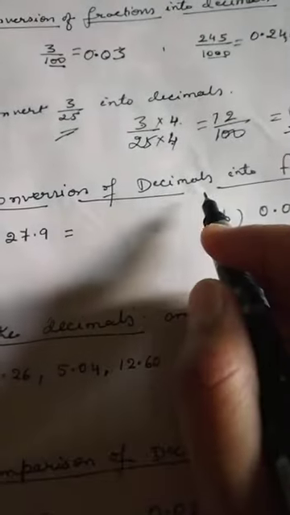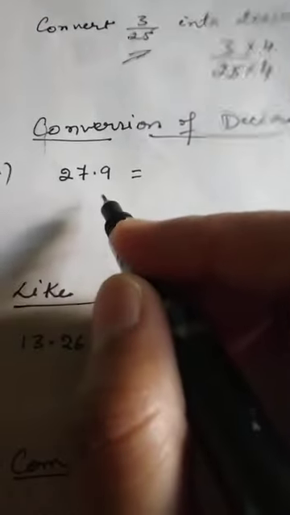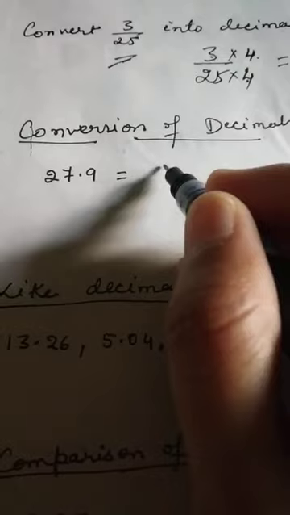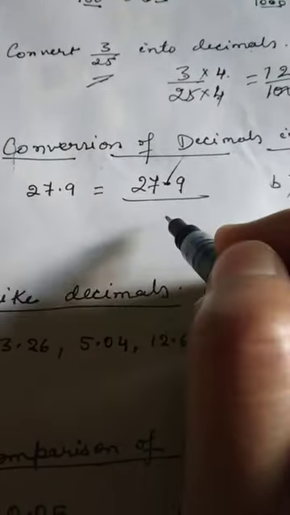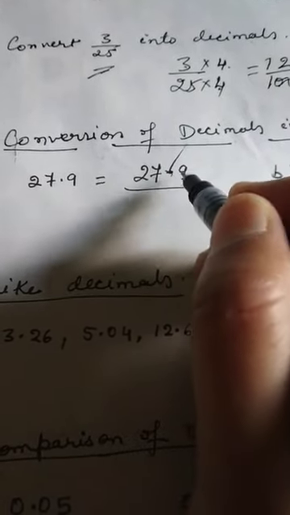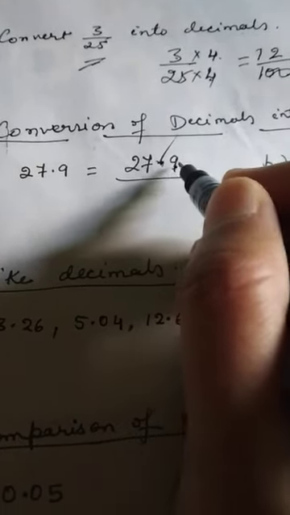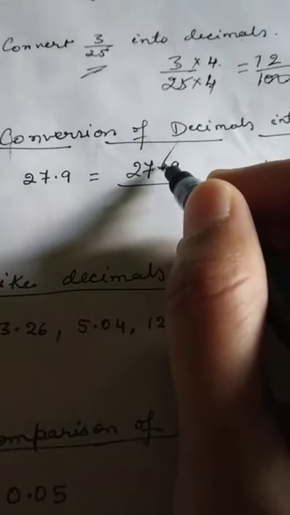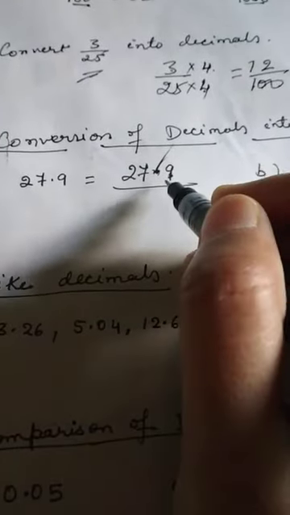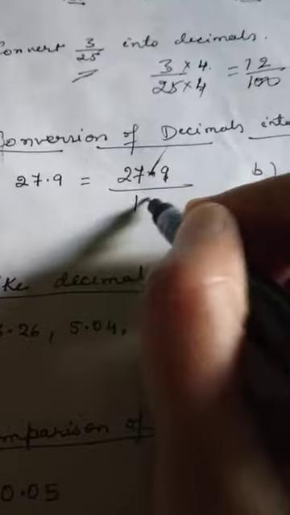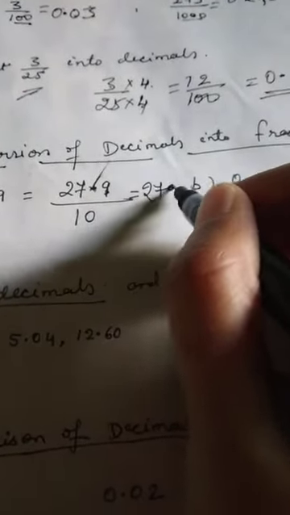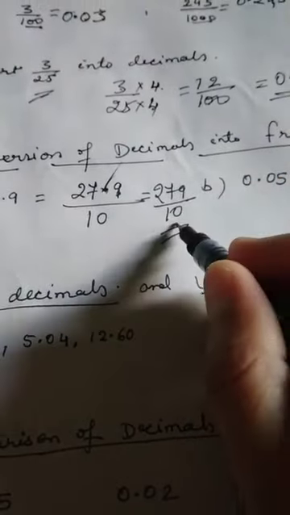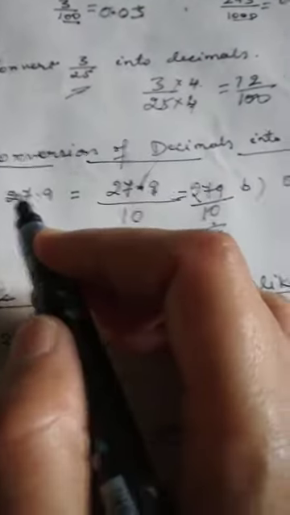Now, conversion of decimals into fractions. How can we change a decimal number into a fractional number? Just see, 27.9. Remove this decimal, and how many digits are there after this decimal point? That many zeros you have to put down. So, after removing this point, how many digits? 1. So, we will put here 10, means 1 0. So, 279 by 10 is the fractional form of this decimal number.